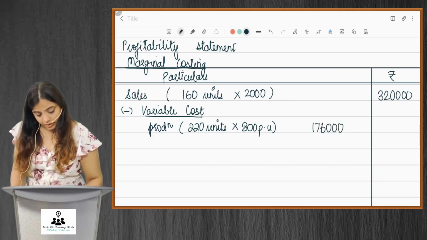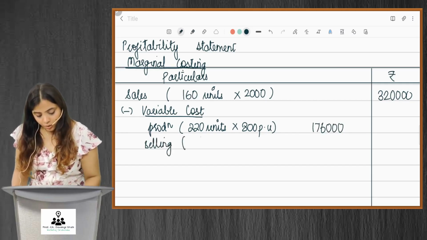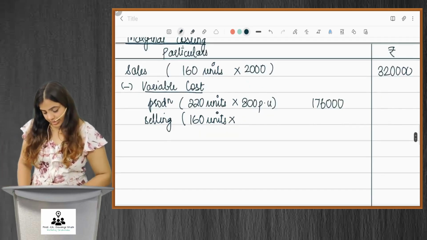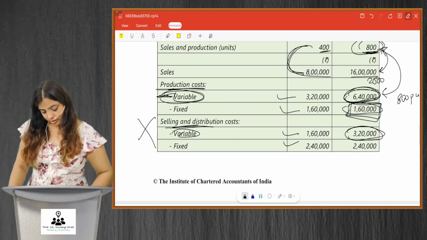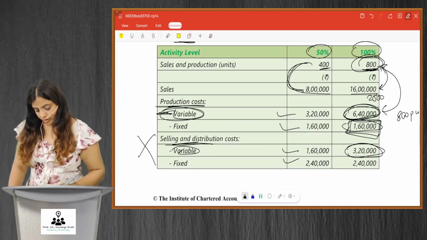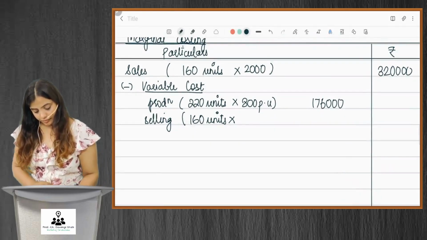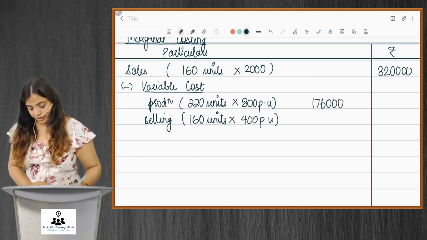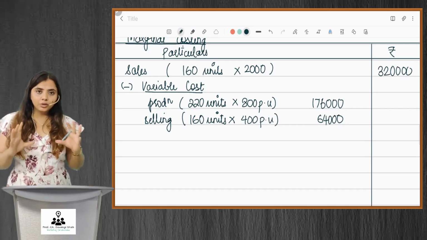1,76,000. Then variable selling expense would be incurred only for 160 units. Right? Selling expense is always incurred only for the units that we sell. Variable selling expense is how much? Here it is 3,20,000 for 800 units. You get 400 per unit. So 160 into 400, you get 64,000. Okay. And this is a variable cost in all we have incurred.